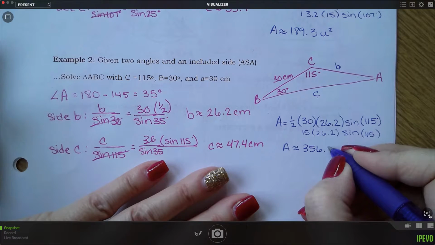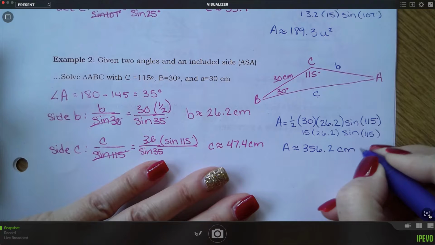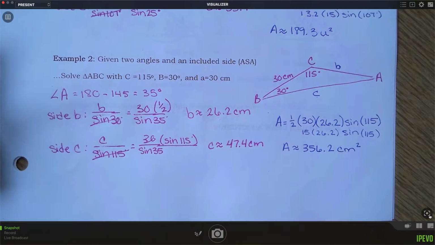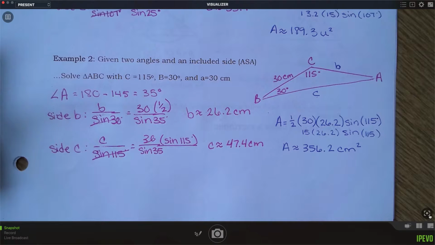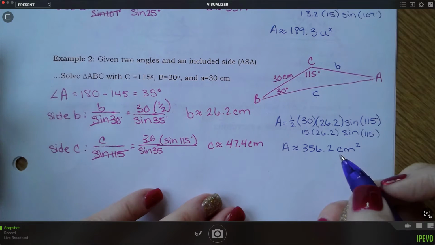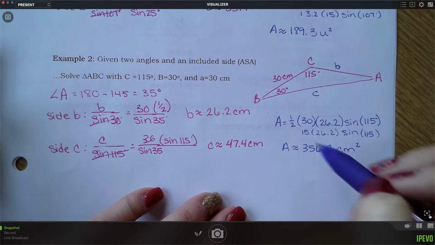If you didn't leave room for area, then do it on a different piece of paper. Okay, so then you should get 365.2 centimeters squared. Okay, so now let's do it with C and see if we should get approximately the same.